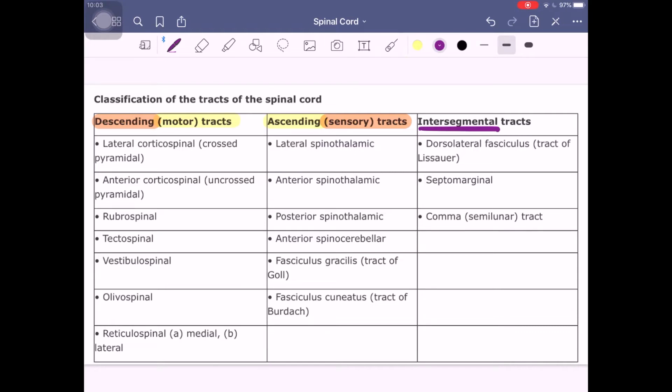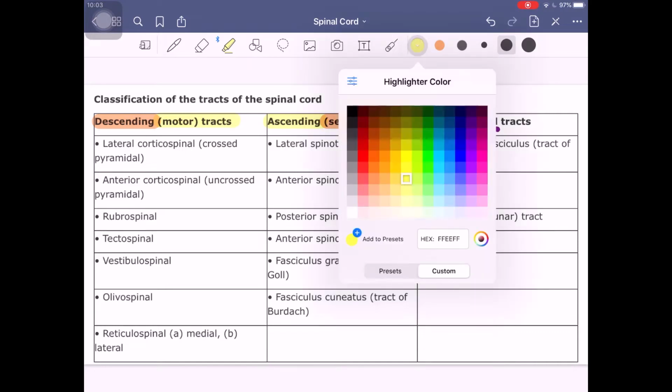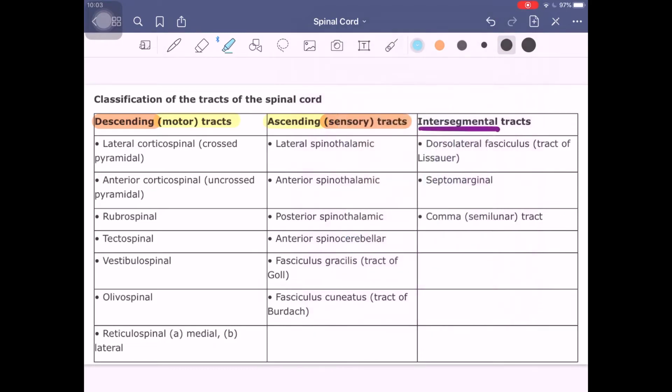So now let us list out these tracts. We will be going into detail about every tract. First I would like to list out the descending tracts. So let us talk about the descending tract first. The descending tracts include the lateral corticospinal tract.